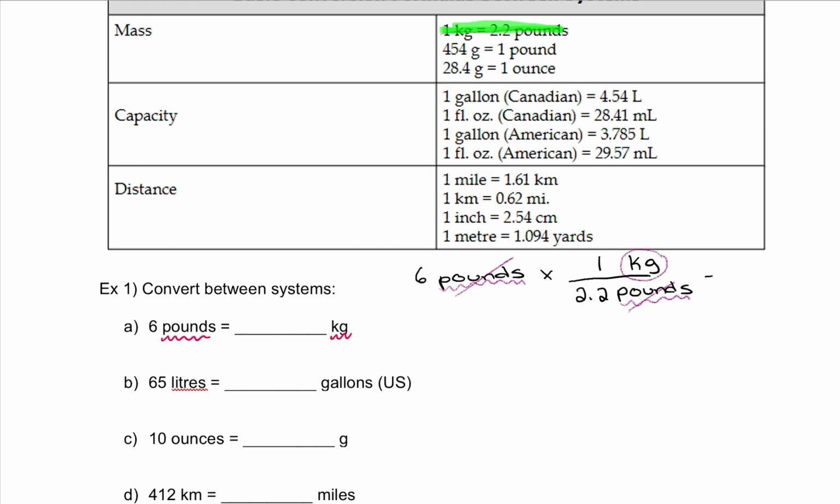So what we're actually doing here is 6 times 1 divided by 2.2. You don't need to rewrite it that way; I'm just showing you how this falls out. 6 times 1 is 6, divided by 2.2, and we get 2.73 kilograms. That's how we're going to set up every single question, and we just need to find the appropriate conversion from the chart above. So let's look at the next one.